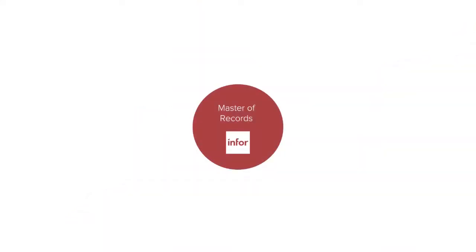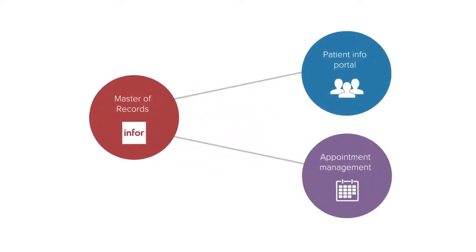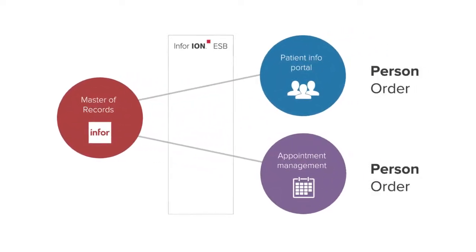Here we have the master of records, which could be any system, and it replicates data to satellite systems. For example, patient information portal and appointment management both have person data. In this system, a person is representing a patient.